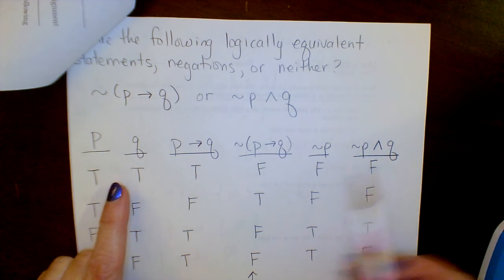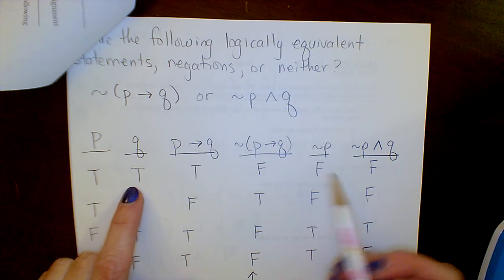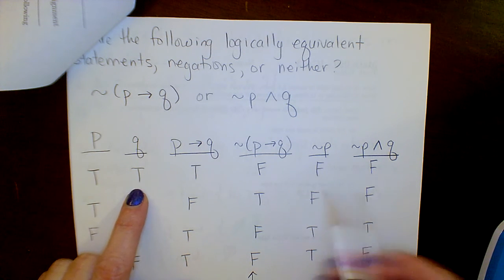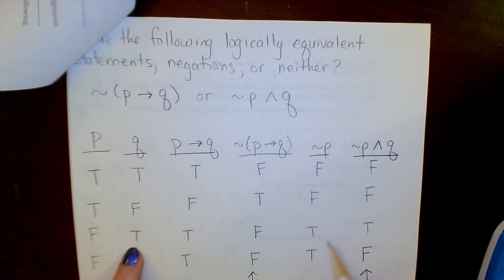Alright, so we're doing this and for Q and not P. So both true? Nope. Are both true? Nope. Both true? Yeah. Are both true? Nope.